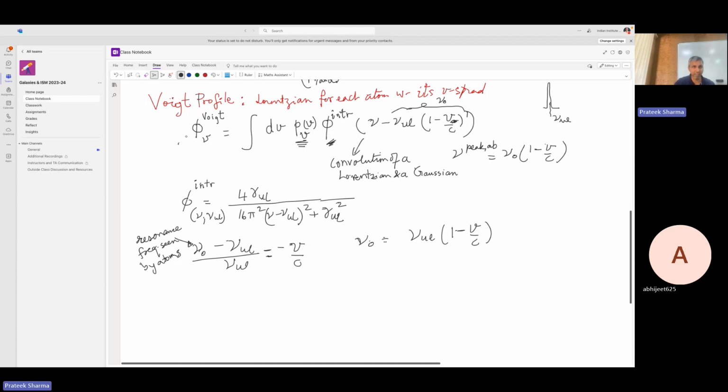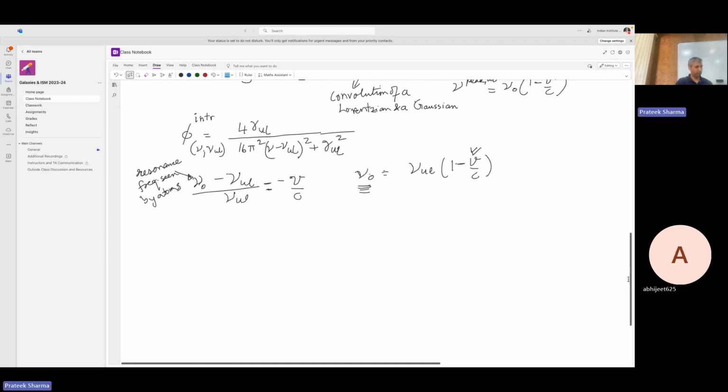Okay, so this function depends on frequency, but you're averaging over velocity. So you have to be a little careful about what you are integrating over. You're integrating over nu naught essentially, or nu naught is in one-to-one correspondence with v. You're not integrating over nu, because the final function is a function of nu. Okay, let's do it.